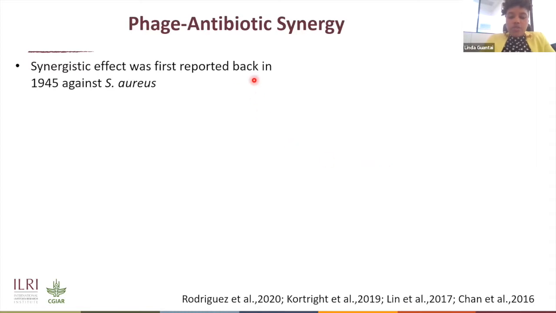We can actually use the development of bacteriophage insensitive mutants to our advantage by utilizing genetic trade-offs that occur when a bacteria is exposed to both phages and antibiotics at the same time. This is a phenomenon called phage antibiotic synergy, and it was first reported back in 1945 when it was used against Staphylococcus aureus.